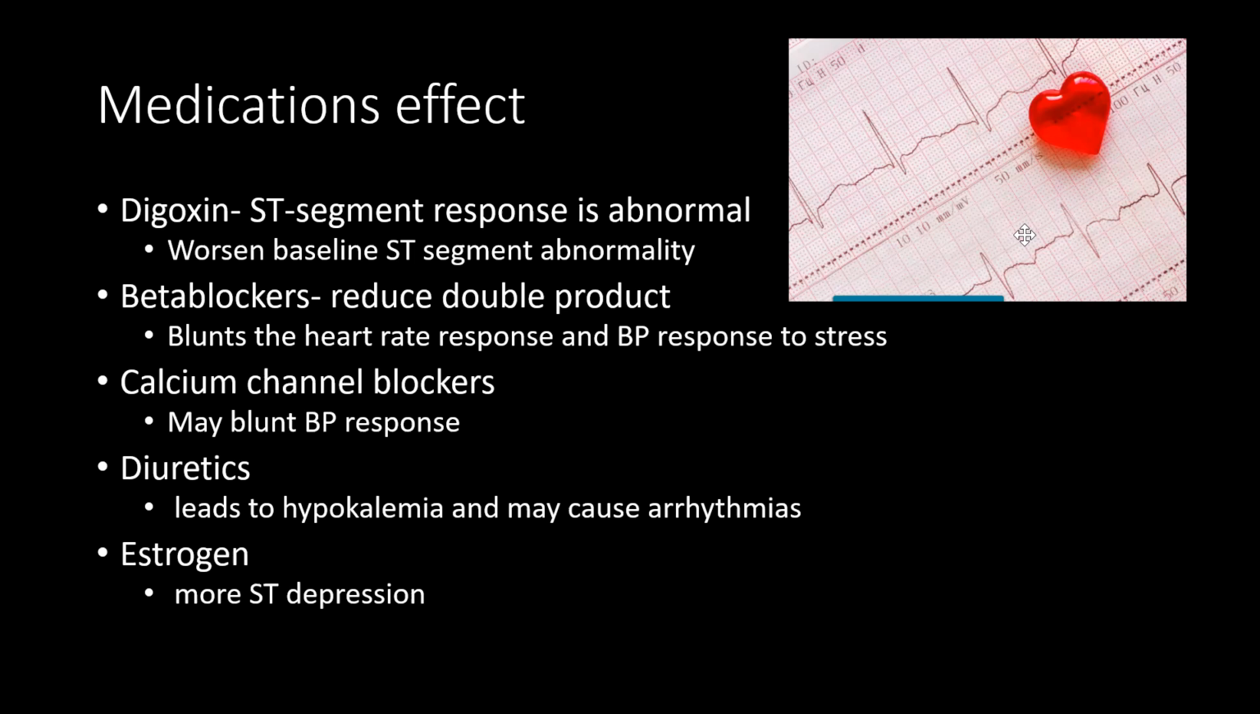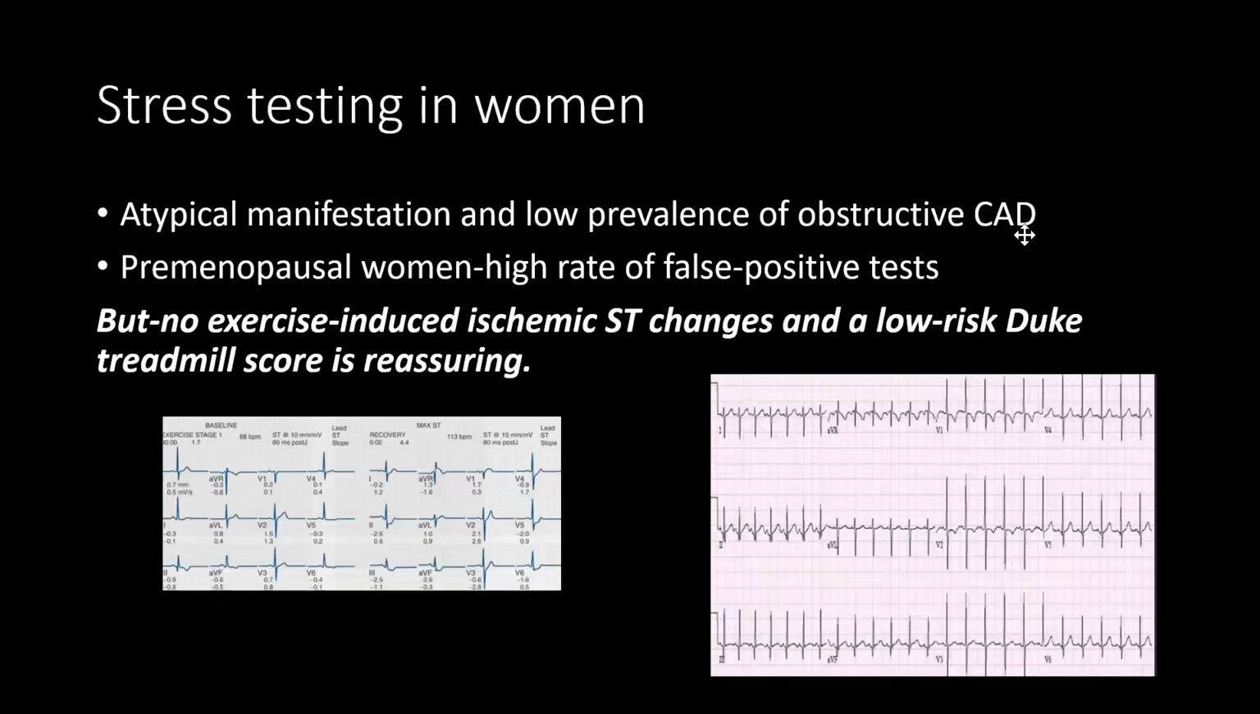Diuretics, as you know, lead to hypokalemia, and those patients that are on diuretics, we tend to worry about hypokalemia in them, and therefore we are worried about it causing arrhythmias when they go on the treadmill testing. Patients that are on estrogen tend to have more ST segment depression, and that is one of the reasons we get false positive stress tests in premenopausal women.